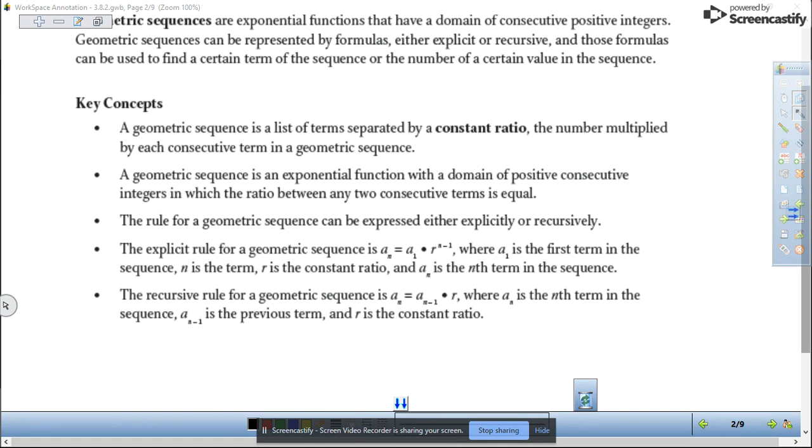The explicit rule, which is given here, is a1 times r to the n minus 1, which should be very familiar to what we did in that other lesson that kind of confused a few of y'all, about writing the equation with the first term as opposed to writing it with the intercept or the zero term. And then we have the recursive rule, which is a sub n equals the previous term times r. It's worth writing these down or reading them and making sure you understand them. We're going to go on to the examples here.